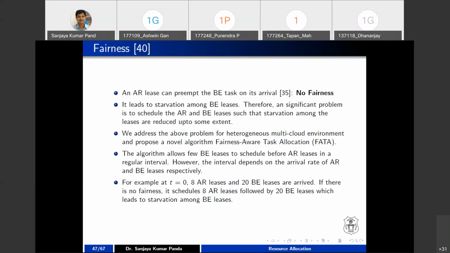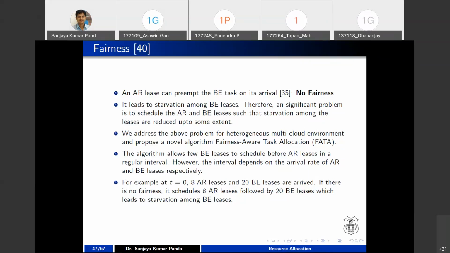Therefore, a significant problem is to schedule the AR or B leases such that the starvation among the leases is reduced to some extent. We are not saying starvation will be completely eliminated. We are saying that at least some B leases we are giving so that they will not face starvation. In order to do that, there is an algorithm called the fairness aware calculation, that is called the FATA algorithm.